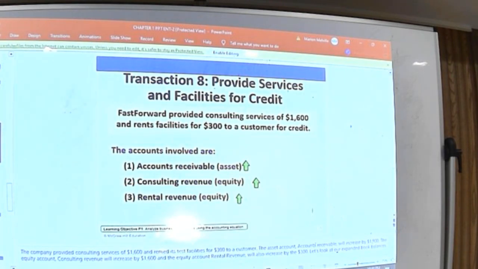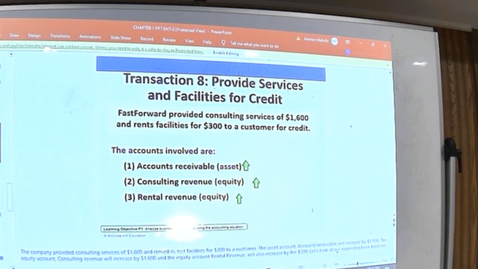Well, what's going on here? More consulting services. This is going to be some revenue for us. Well, we're going to rent some facilities for $300. Okay, so this is rent that's coming into us. This is revenue. It's not our usual form of income or sales, but it's still revenue. We're going to call it rental revenue, as opposed to consulting revenue, which is what we're in business to do.